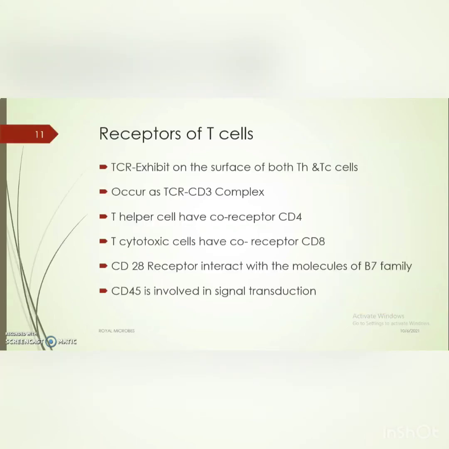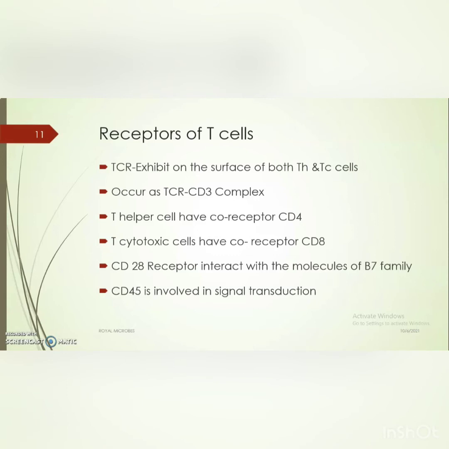Then the receptors of T cells. The T cells also have some specific receptors on their surface. The most important receptor is the T cell receptor. It is present on the surface of both T helper and cytotoxic cells, and it occurs as a complex along with CD3, that is the T cell receptor CD3 complex.